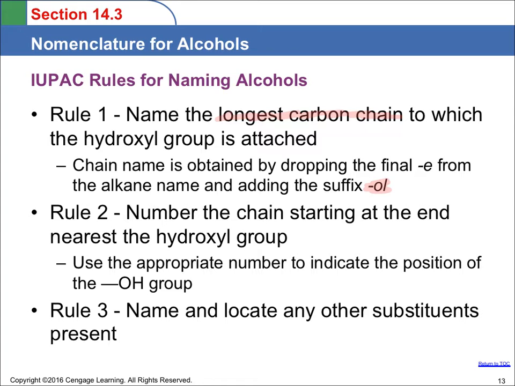Whenever you number your chain, you're going to give the hydroxyl group the lowest number possible. So much like we did with alkenes and alkynes, we want to give the OH group the smallest number. That number will be in the name to show you where the alcohol group is. And then you'll go in and put any other substituents in, just like we did before.